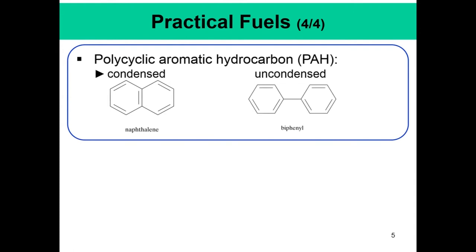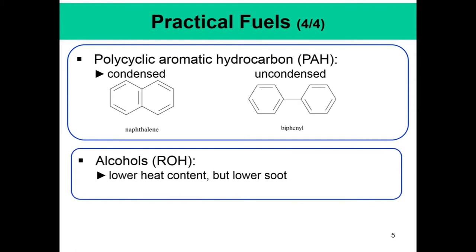And then of course, as we just said, there are polyaromatic hydrocarbons or PAH, which in condensed form is called naphthalene, and in uncondensed form is essentially a biphenyl molecule. These are very important soot precursors, that is, before soot forms, these things form, and they form an integral part of the soot reaction mechanisms.